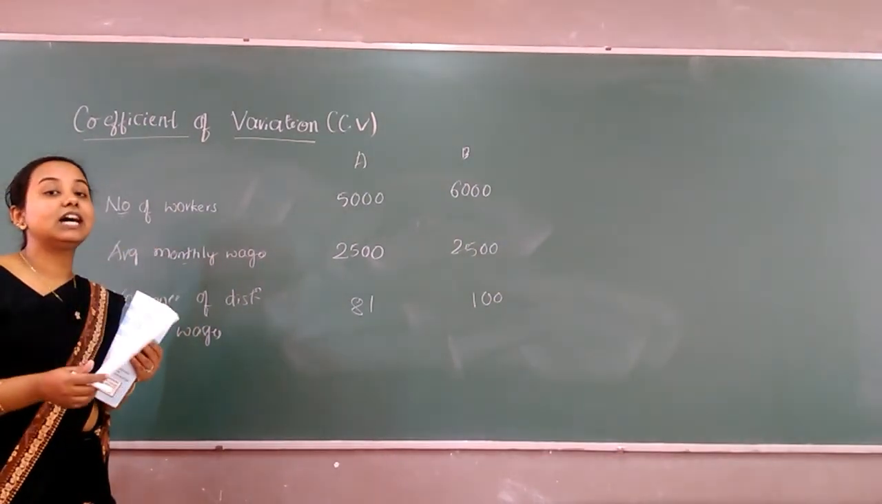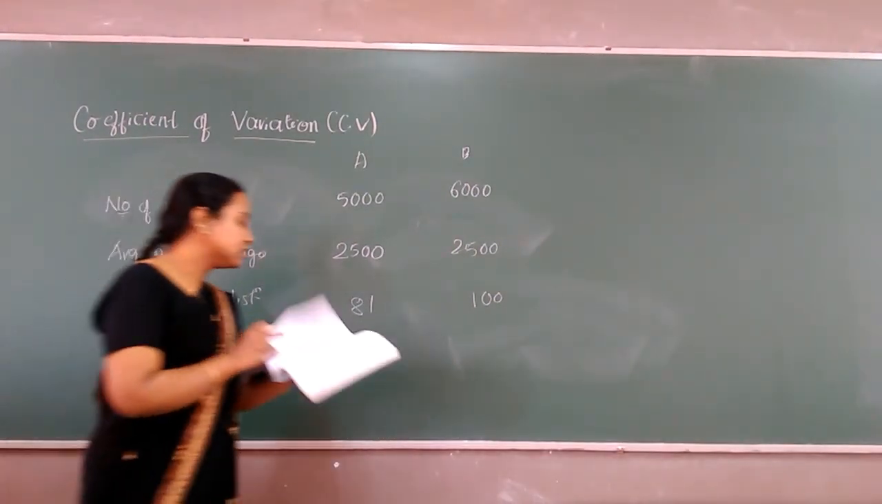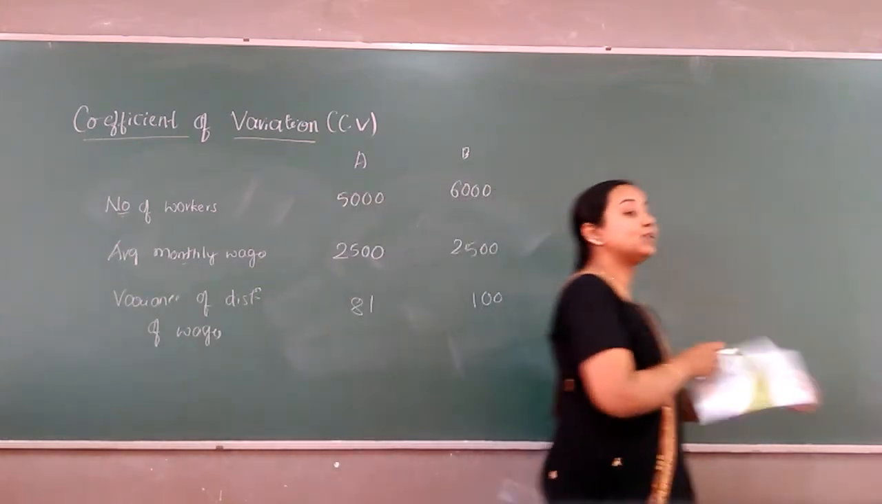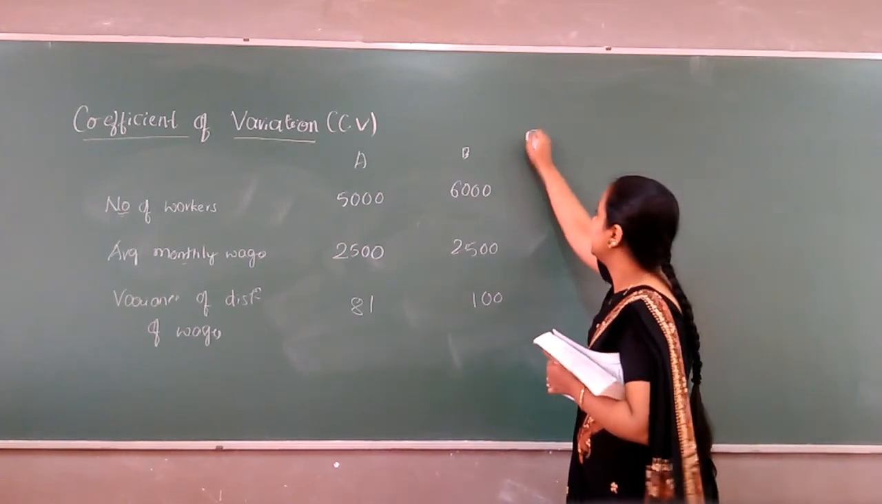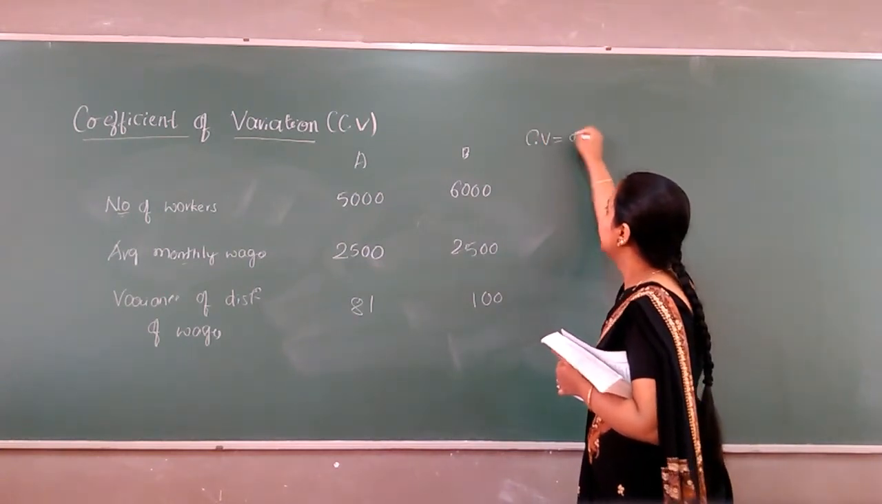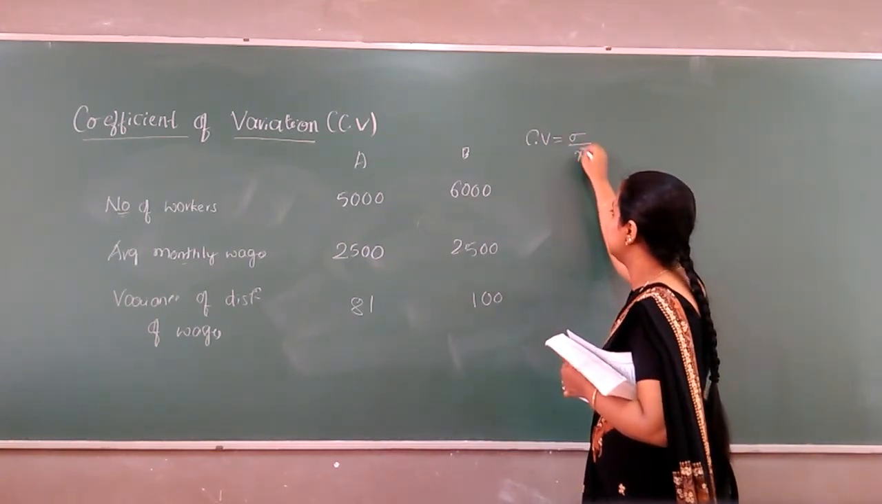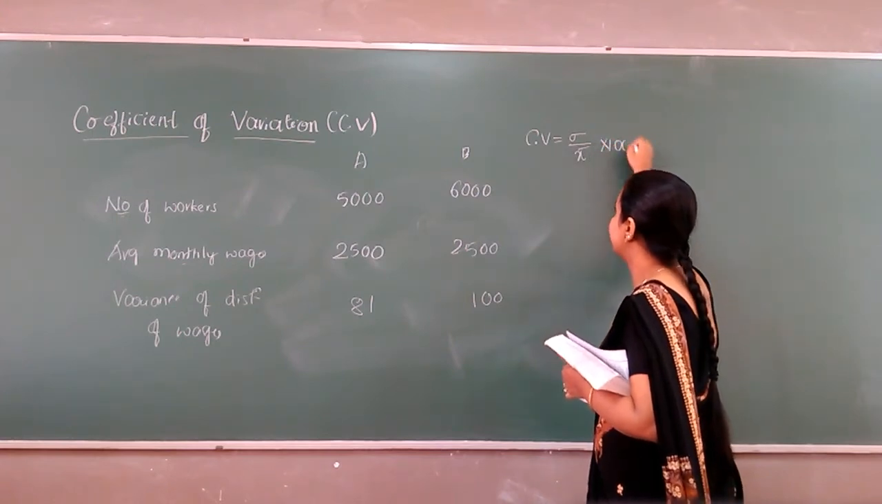We need to check the variability. Right. So now to check the variability here it is very much simple. First let us write the CV formula, then I'll explain how it is simple. So it is: standard deviation divided by mean, times 100.